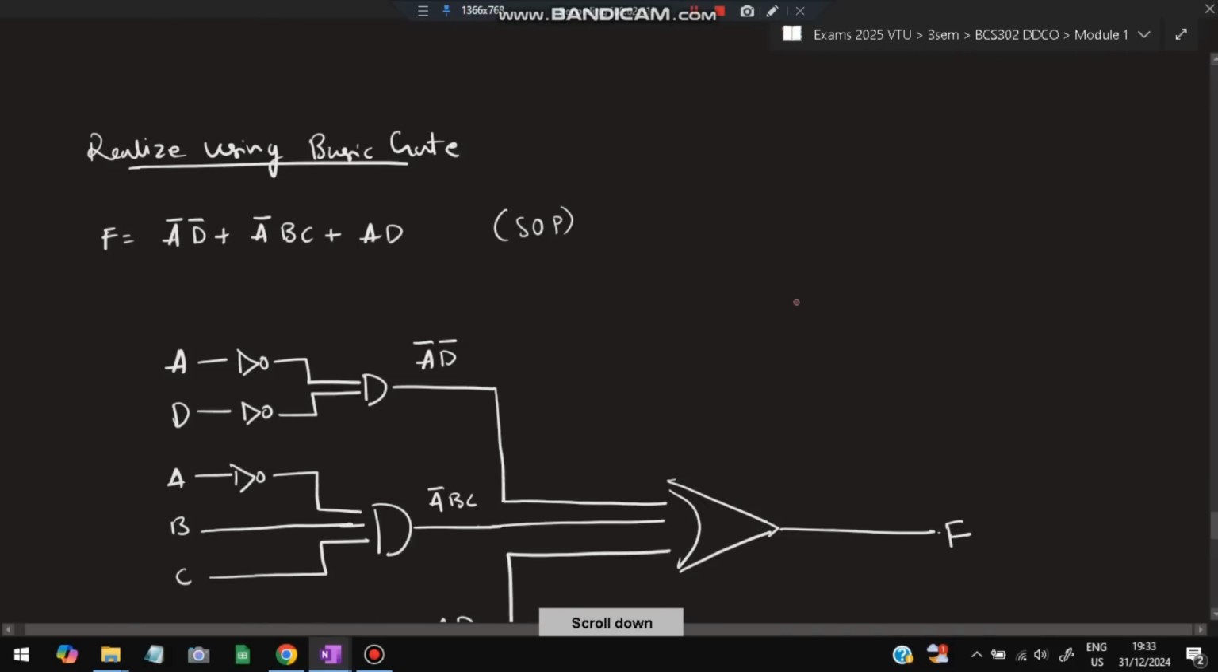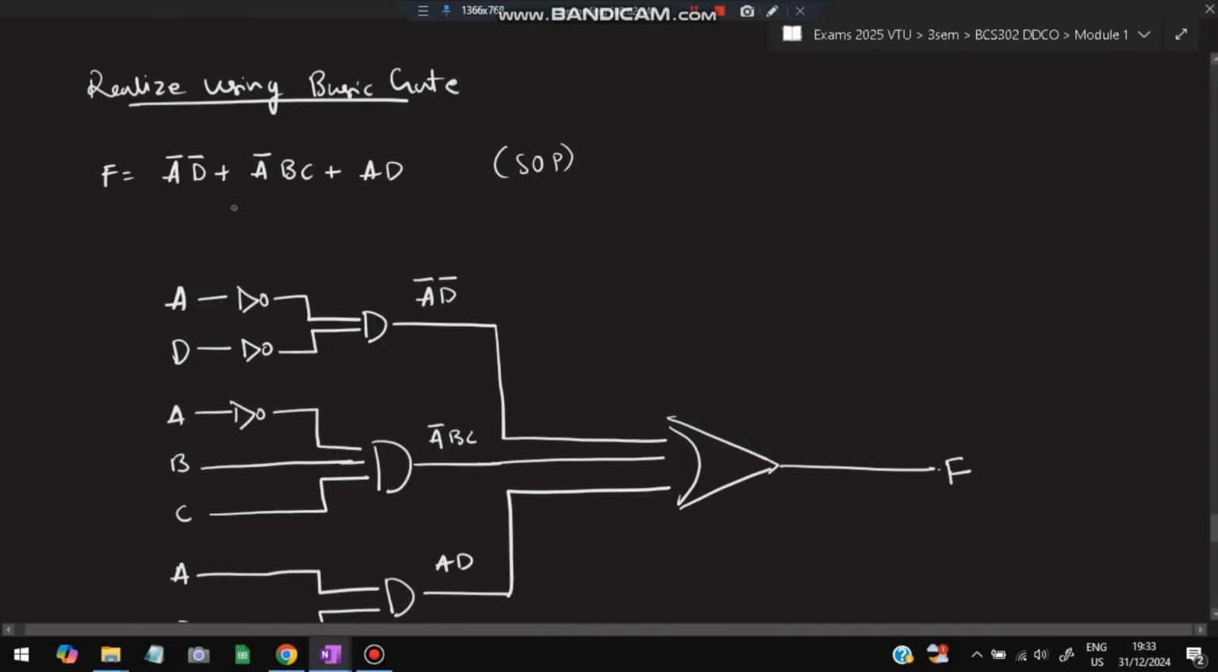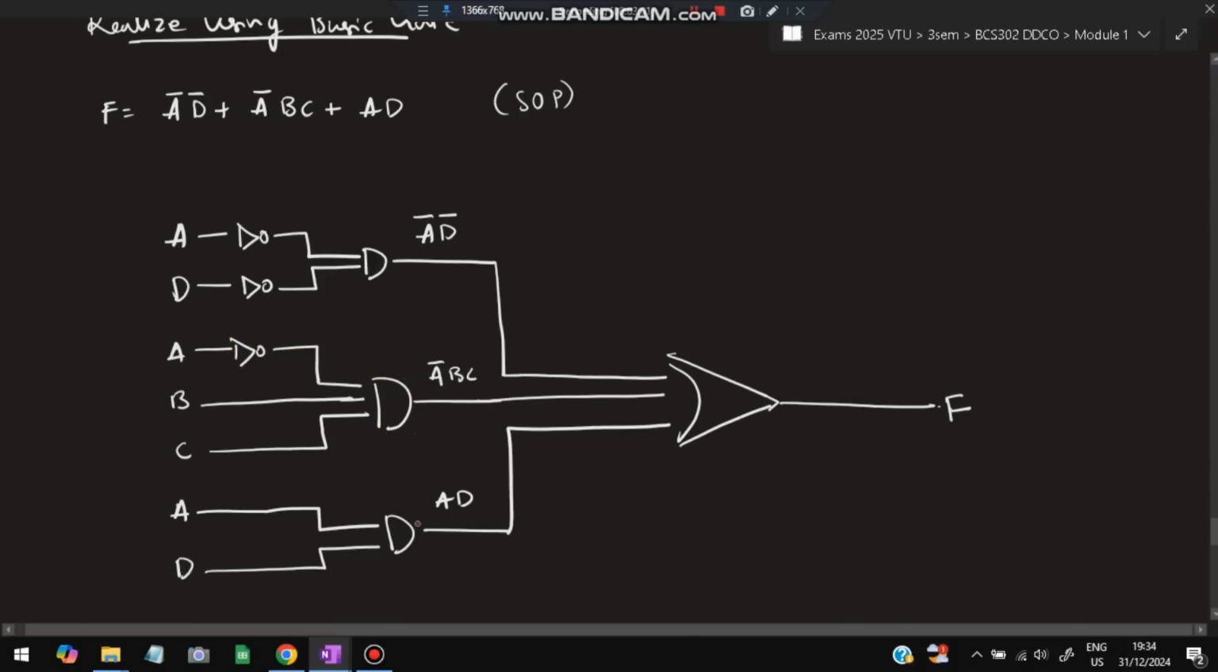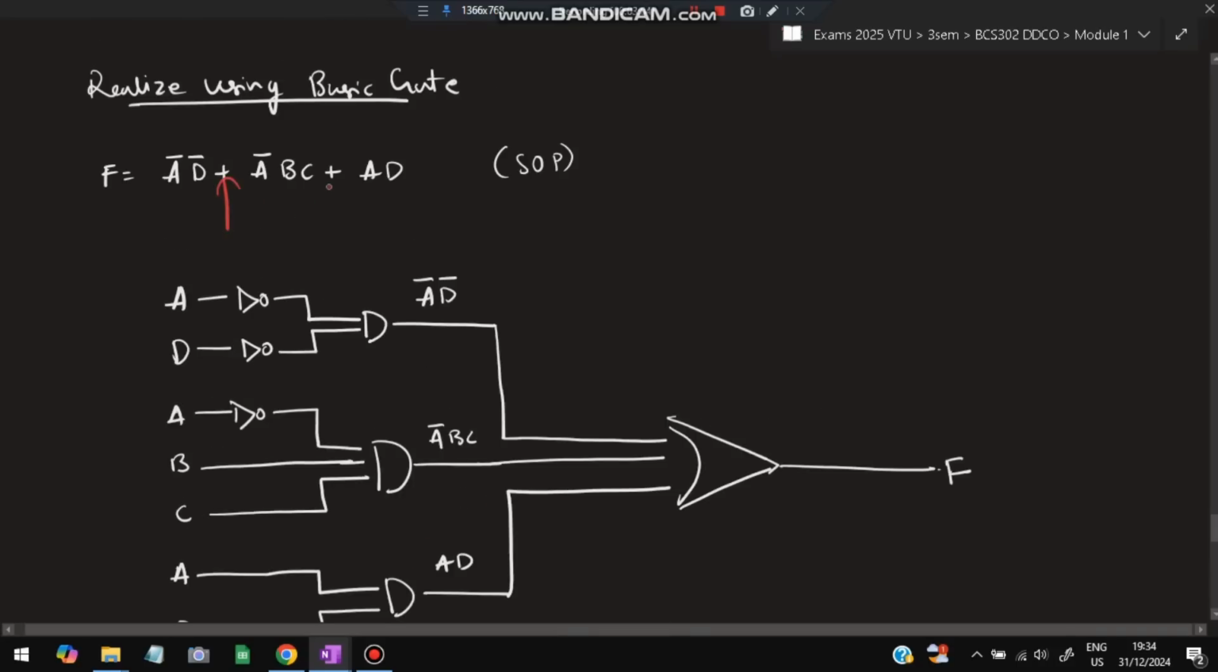Finding out the realization using the basic gates. So here a bar d bar is there. So take a and d, put them through the NOT gate, so we'll get a bar and d bar. This is the AND operation, so a bar d bar comes out from here. Next a b c, the first one is a bar, so pass it through the NOT gate and put it in the AND gate, and we're getting a bar b c, that will go here. Like that a d also, take it and put it here. All these three are connected with a plus, so this plus this plus this. Okay, so that will be the final F equation.